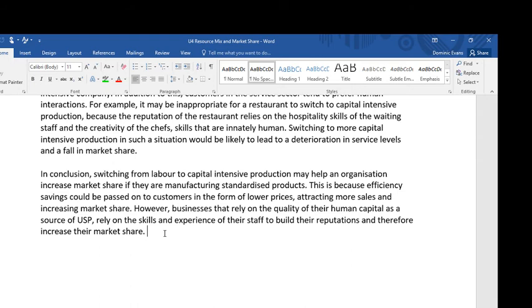Perhaps a better way of doing it would be to think about the short-term and long-term implications of switching to capital-intensive production. A better conclusion might be something along the lines of, in the short term, switching to capital-intensive production may increase the costs of installing machinery, training staff. There may be costs in terms of lower motivation of staff, but in the long run, businesses in a competitive market need to be price competitive. You could make that sort of argument.